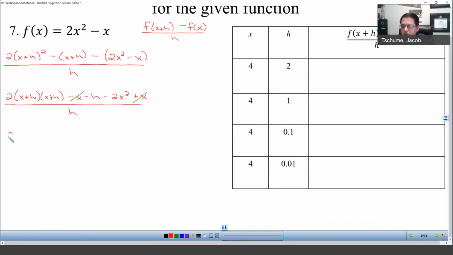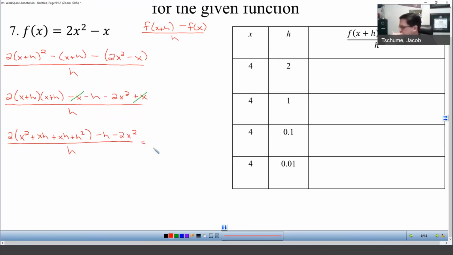All right, so bring down my 2. You need to FOIL x plus h times itself, which would give you x squared for your first, xh for your outer, xh for your inner, and h squared for your last. Bring down the minus h and the minus 2x squared. All of this is divided by h.